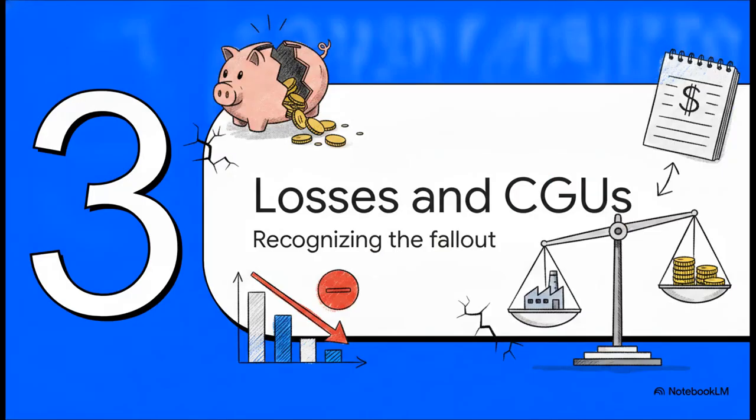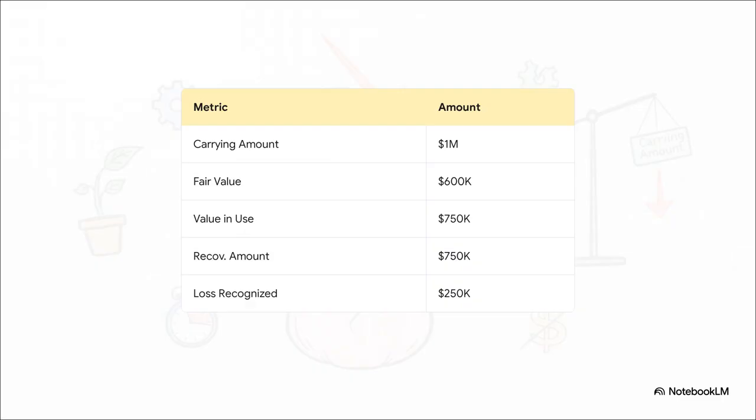Okay, Section 3, recognizing losses and dealing with those CGUs. Let's look at a fictional company, Global Widget Co., to see the math in action. Their factory's carrying amount is $1 million. The higher of our 2 recovery options is the value in use, coming in at $750,000. So the balance sheet value has to drop to match that $750,000, meaning we recognize a $250,000 loss.